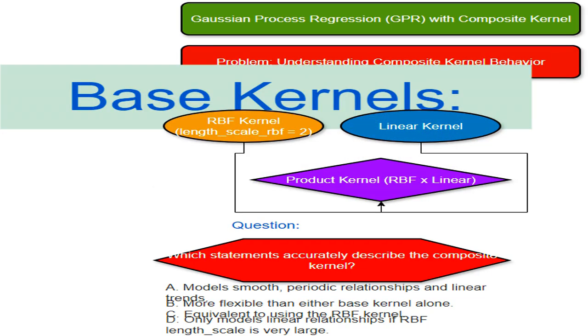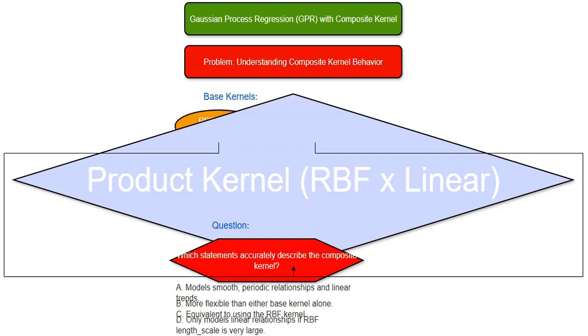The linear kernel is simpler. It directly models linear relationships between the input and the output. Think of it as modeling a simple straight line. Here, I'm combining the RBF and linear kernels using a product. This means the combined kernel's behavior will be a blend of both. I'll be looking at how their product affects the model's ability to learn from data.